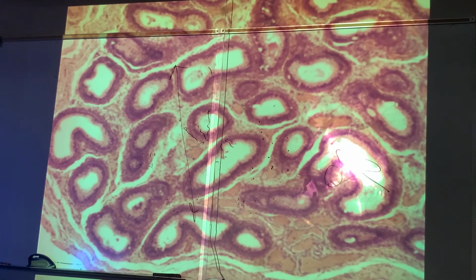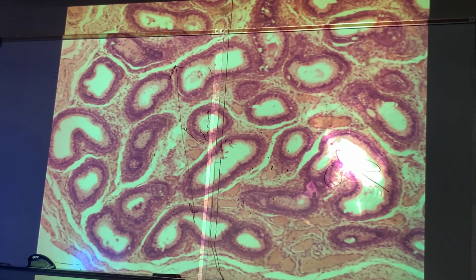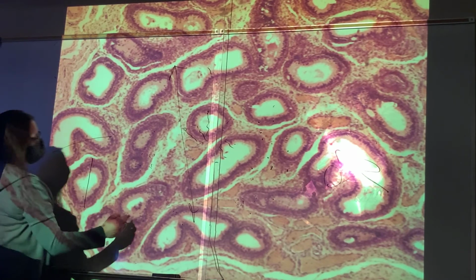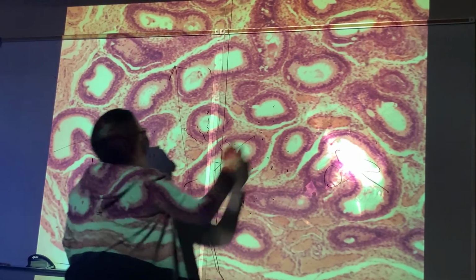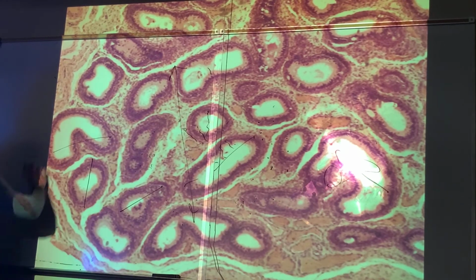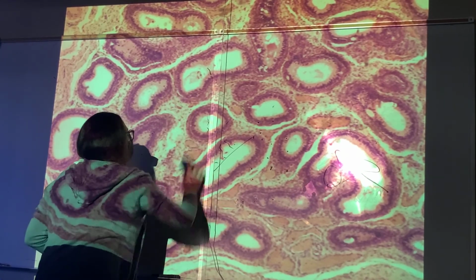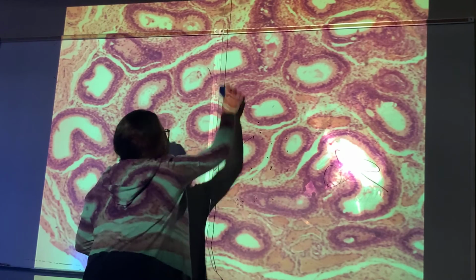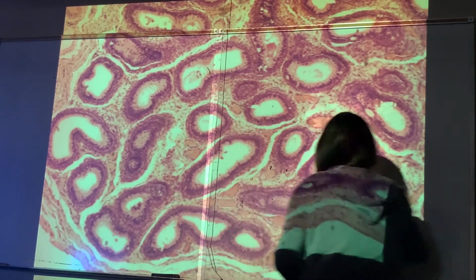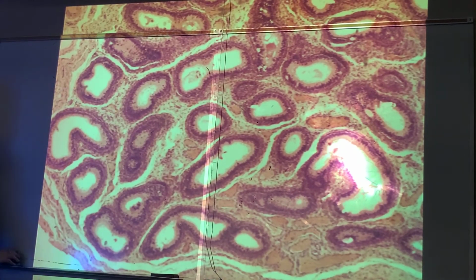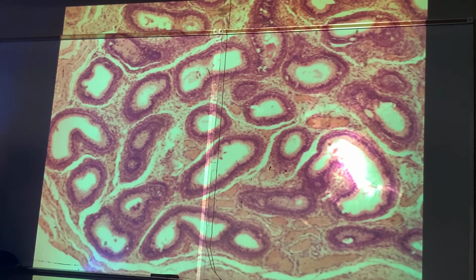So this is at 4x, and again, it's a little bit hard to really see, but what you can definitely see are cross-sections of tubules. That's a tubule, that's a tubule, tubules, tubules. And then, even at this magnification, you can see that the cells in these tubules are staining much darker than the cells that we saw in the testes, because these cells have a nice nucleus that picks up the stain. Nuclei pick up the stain really well.